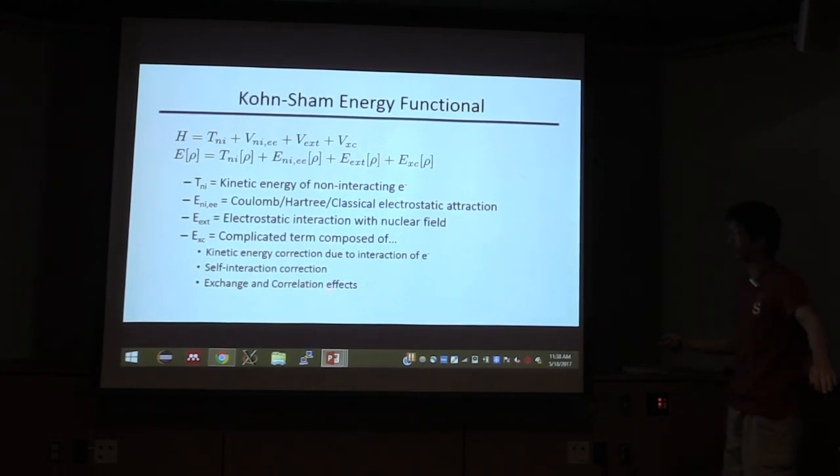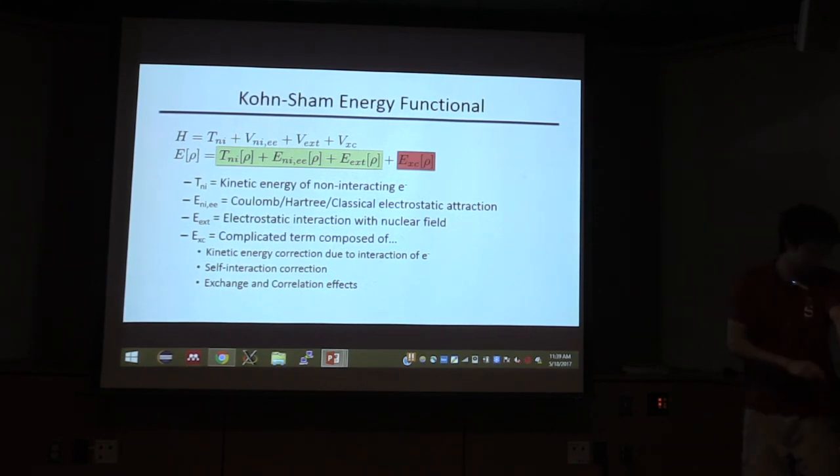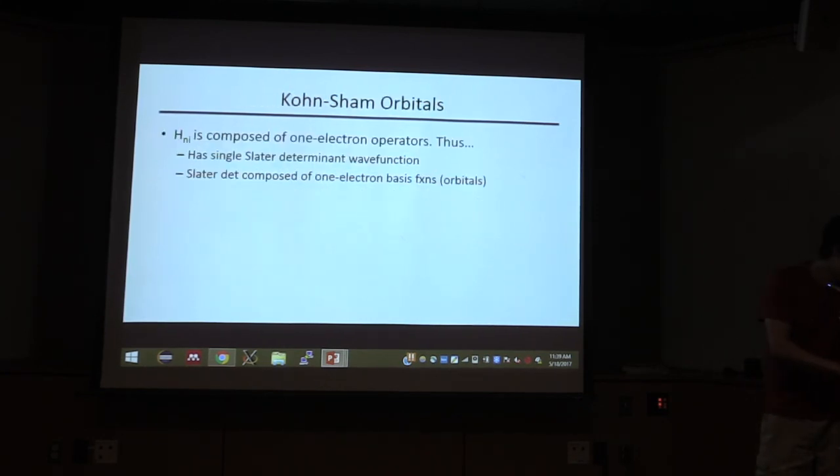Again, I just want you to notice that the exchange correlation energy is composed of many different corrections. And I want you to notice that we know these three explicitly. We have the expressions for these. This is the only problem in Kohn-Sham DFT theory. The only unknown, I should say.